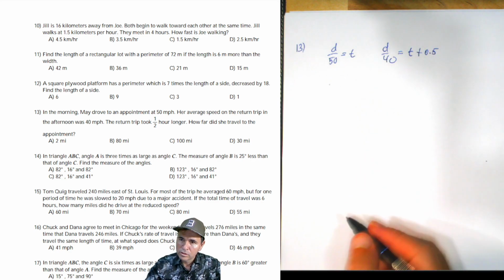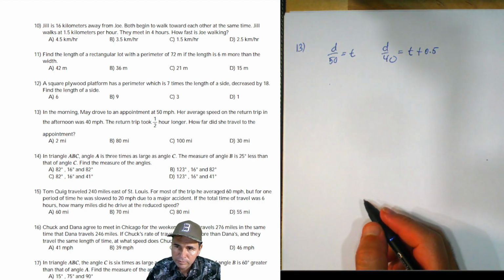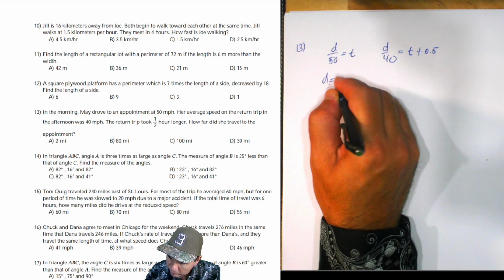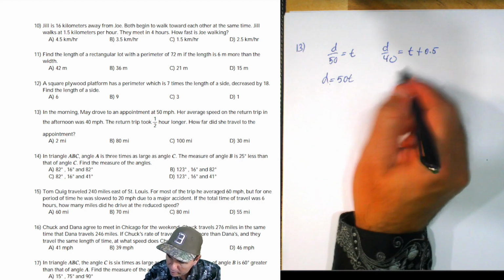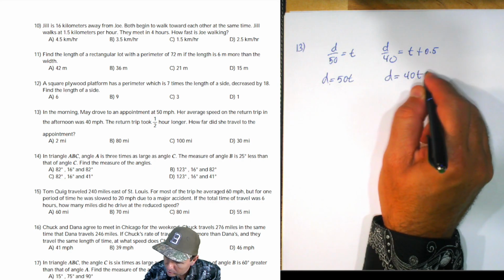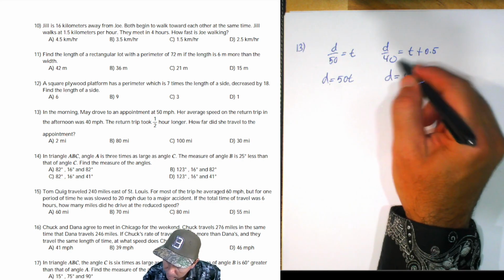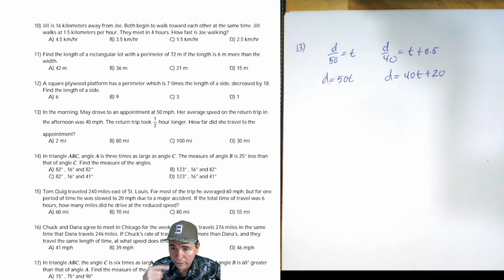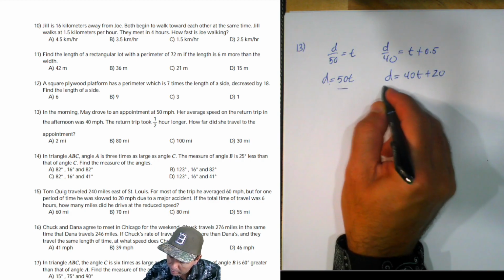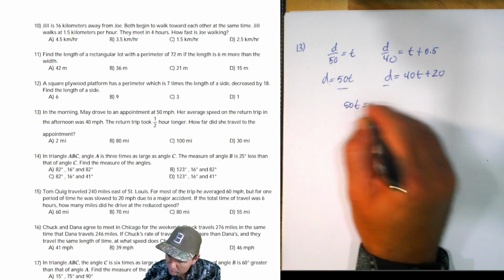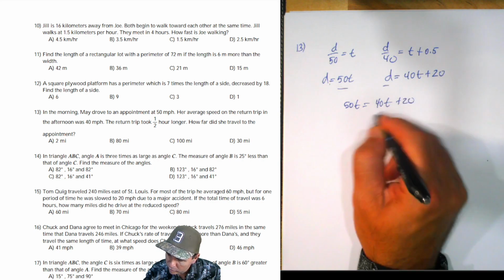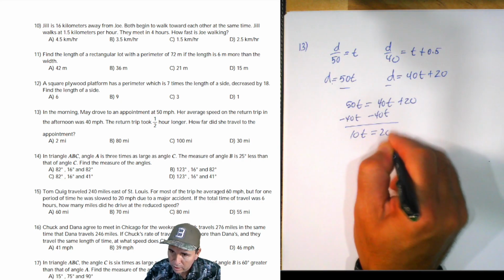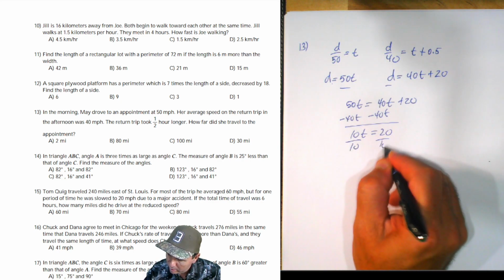Okay, so now we got to solve for this. So what we can do is multiply both sides by 50. So distance is equal to 50t. And over here, distance is equal to 40t plus 20. How did I get that? I multiplied 40 times t. I got 40t. Multiply 40 times a half. I got 20. So now all you got to do is substitute this for that. So we got 50t equals 40t plus 20. Subtract 40t from both sides. I got 10t equals 20. Then divide both sides by 10. T equals 2.